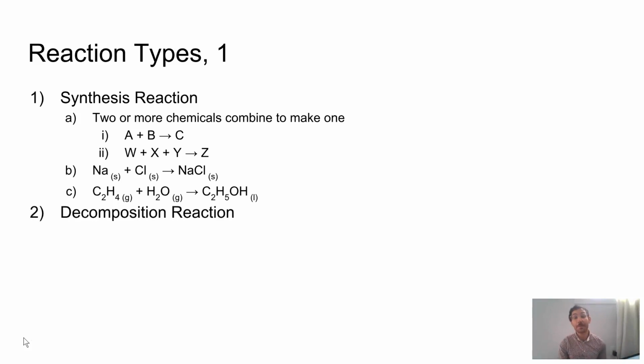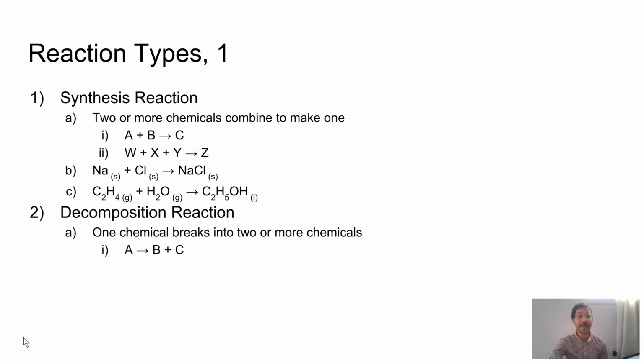On the other hand, the opposite of this would be a decomposition reaction. This is going to be where one chemical breaks down into two or more chemicals. Decomposition reactions happen a lot in nature when things decompose. Dead stuff breaks apart and it decomposes and breaks into many smaller parts. So in this, one chemical breaks apart into two or more chemicals.